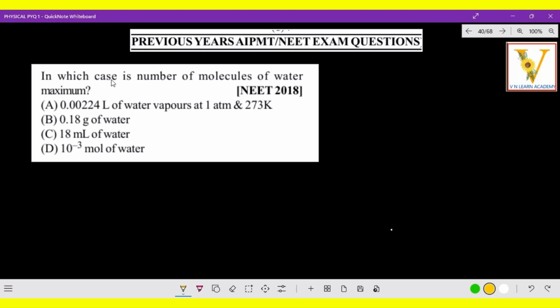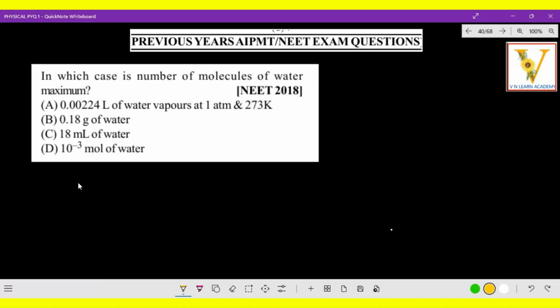Next question. In which case is the number of molecules of water maximum? See, so many questions we have gone through. That is number of moles instead of number of molecules, the same idea only. Number of moles is directly proportional to number of molecules. Now come to that point, which is maximum. Here 0.00224 liter of water vapor at atmospheric pressure and 273 Kelvin, 0.18 gram of water, 18 ml of water, and 10 to the power of minus 3 mole of water. This is the same idea, but the values vary.